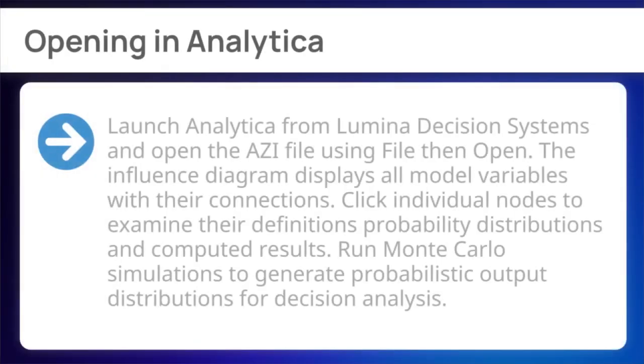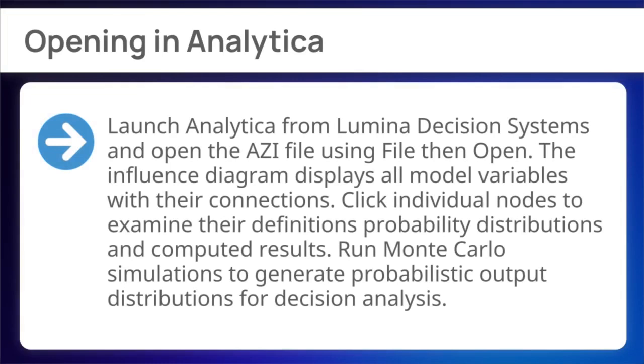First, opening in Analytica. Launch Analytica from Lumina Decision Systems and open the AZI file using File then Open. The influence diagram displays all model variables with their connections. Click individual nodes to examine their definitions, probability distributions, and computed results. Run Monte Carlo simulations to generate probabilistic output distributions for decision analysis.